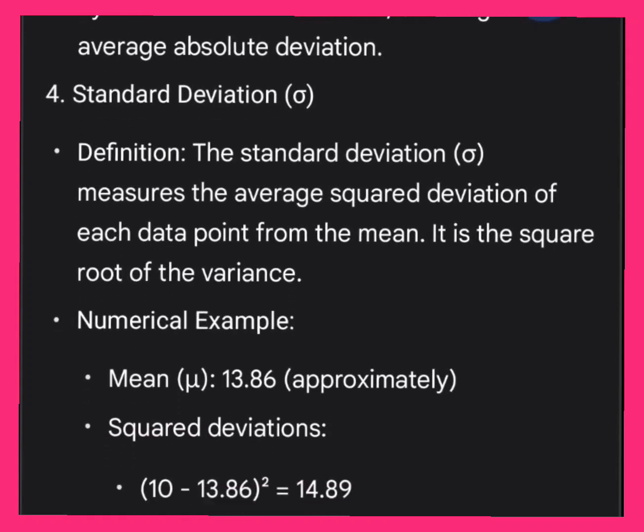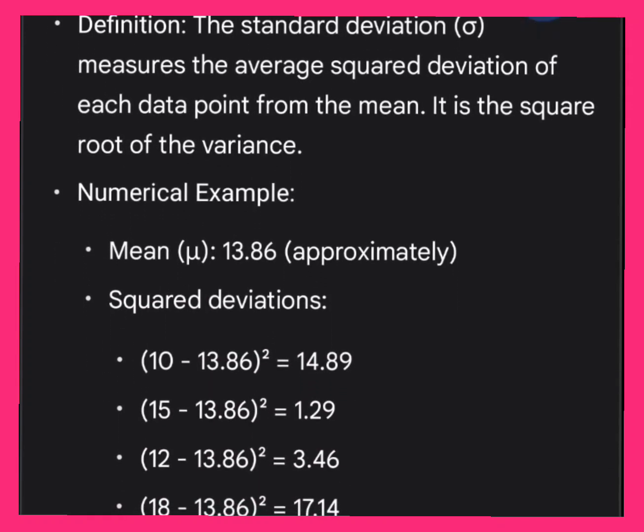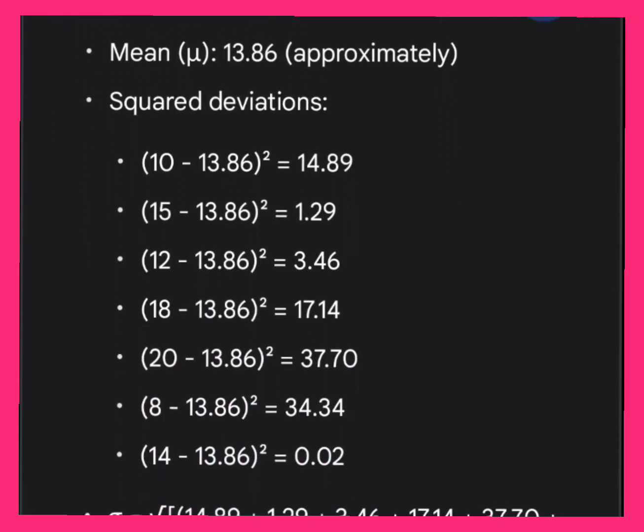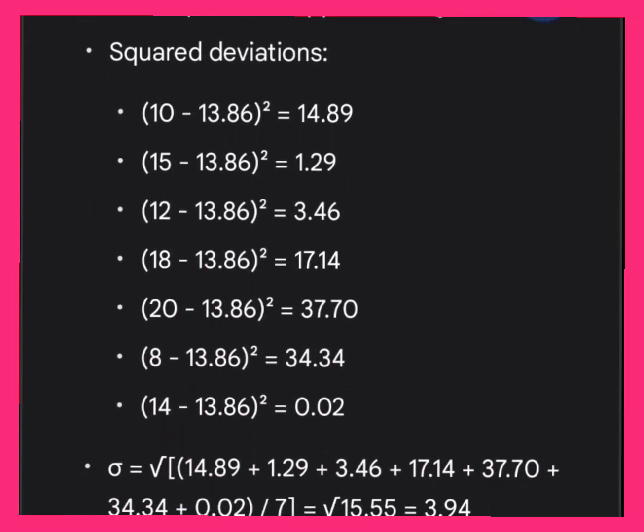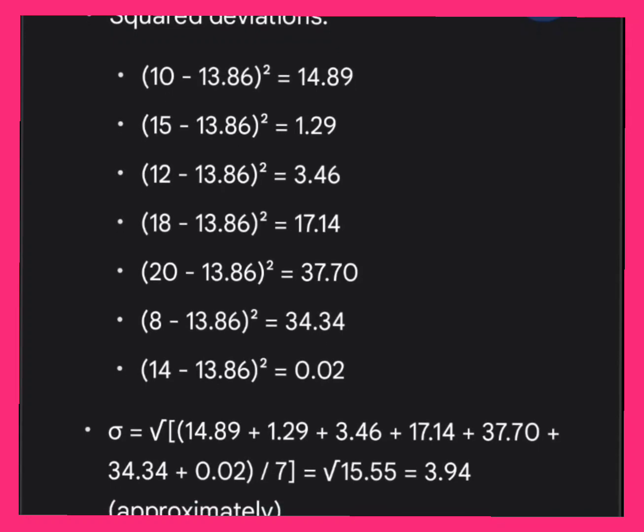Squared deviations: 10 minus 13.86 squared equals 14.89. 15 minus 13.86 squared equals 1.29. 12 minus 13.86 squared equals 3.46. 18 minus 13.86 squared equals 17.14. 20 minus 13.86 squared equals 37.70. 8 minus 13.86 squared equals 34.34. 14 minus 13.86 squared equals 0.02.